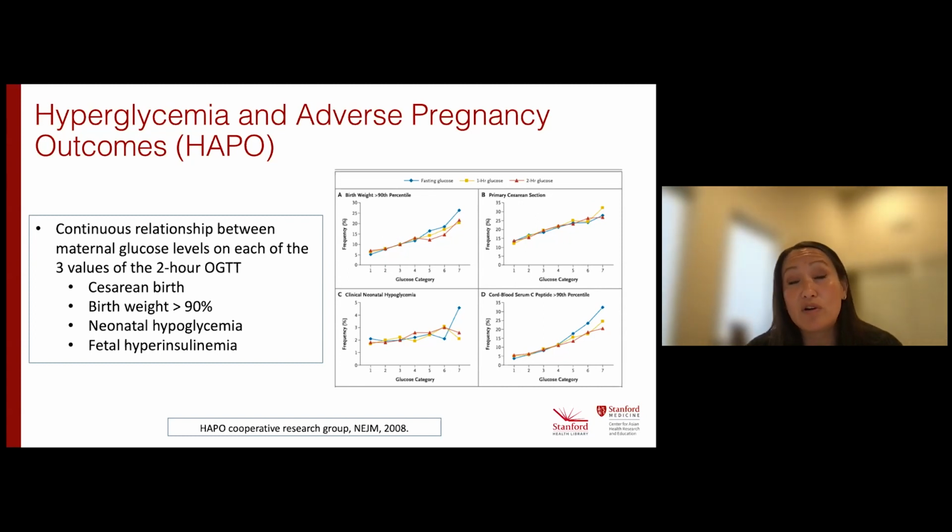And we'll get into more about methods for diagnosing gestational diabetes, but because of this study, essentially the rest of the world changed the way that they diagnose GDM, and most parts of the world use the 2-hour oral glucose tolerance test. The United States is one of the only countries that still uses a different way primarily to diagnose gestational diabetes.